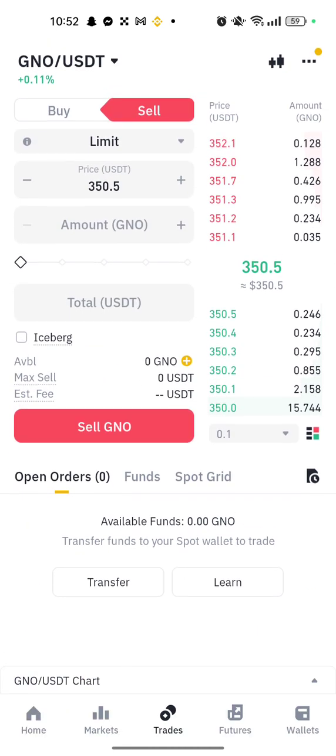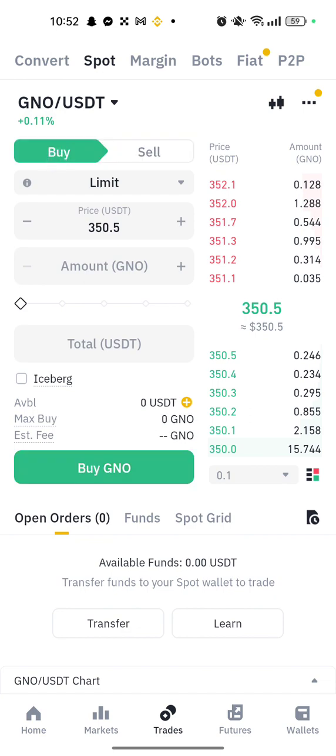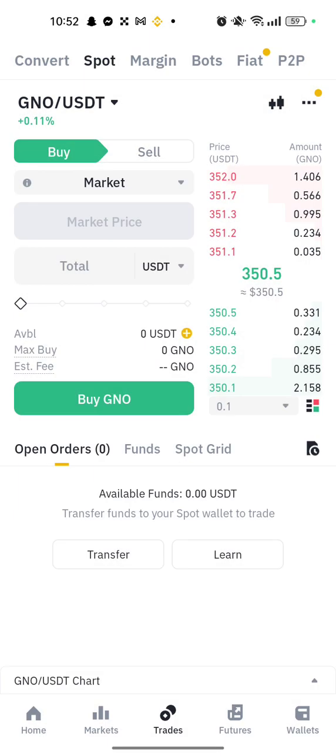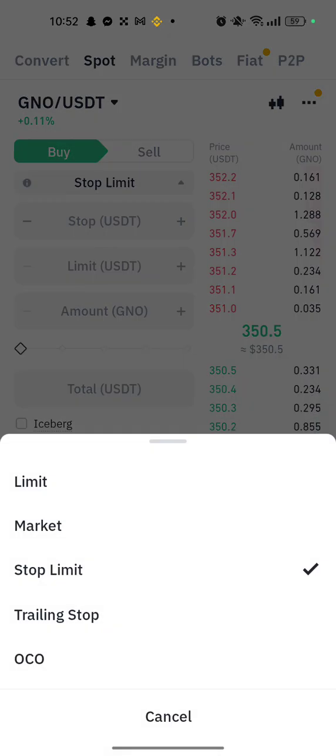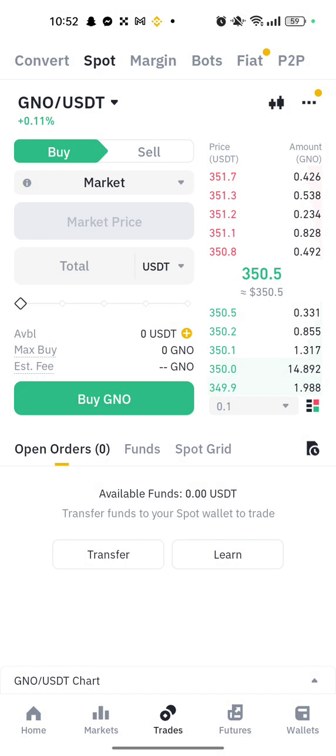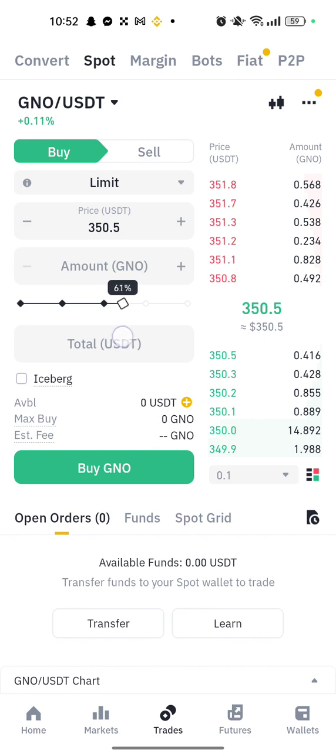We can search on Google about any coin. Then we trade. Here there are limit, market, and stop limit. If we buy at market price, then we select market price and 100% and buy. If we want to buy at a limit price, then we select limit and enter how many dollars, or how much percentage of my wallet I want to buy with. I select the percentage and then buy.